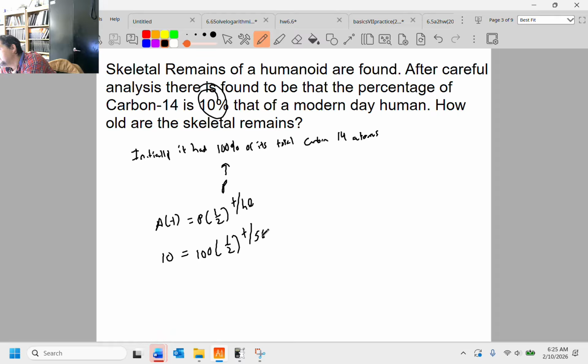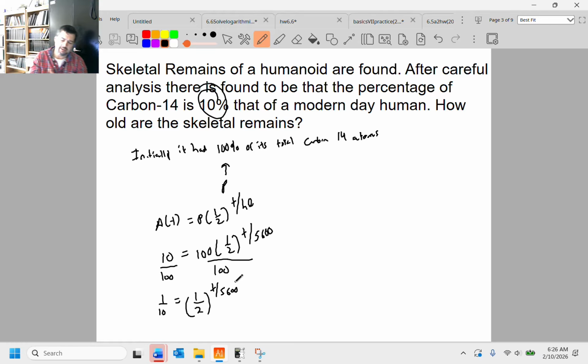Carbon-14 has a half-life of 5,600 years. It's just from reading the previous page, kids. It literally says 5,600 years. And we're going to do this by hand. We're going to divide out that 100. That's going to give me 1/10. And I'm going to have 1/2 with an exponent of T over 5,600.